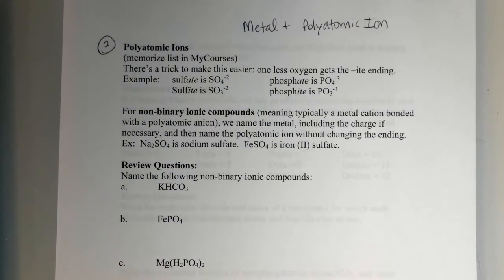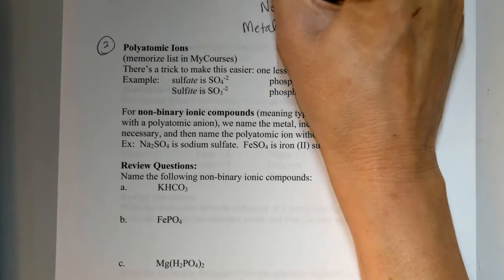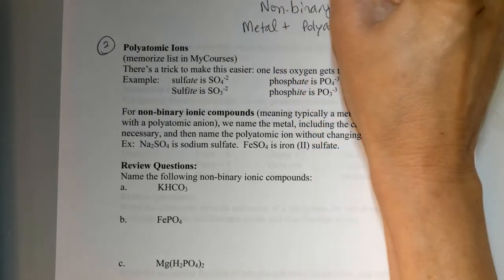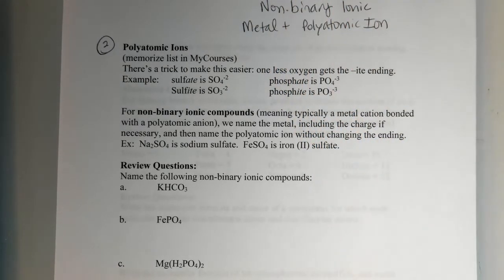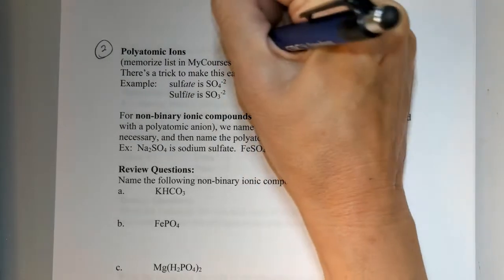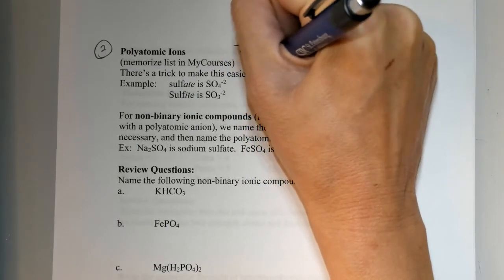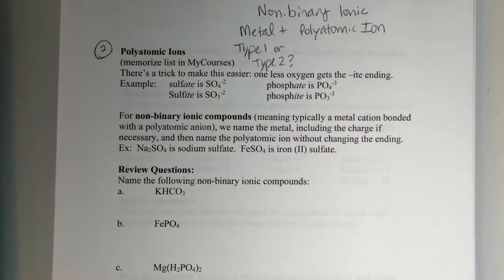All right, so what we did in the first video when we were looking at binary ionic compounds, with regard to the metal, it's going to be the same for non-binary. So whether it's binary or non-binary, with the metal, you have to know, is it a type 1 or a type 2 cation? It's going to be the same as what we did for binary. If it's type 1, we just name the metal. If it's a type 2 cation like iron, then we're going to need that Roman numeral again.